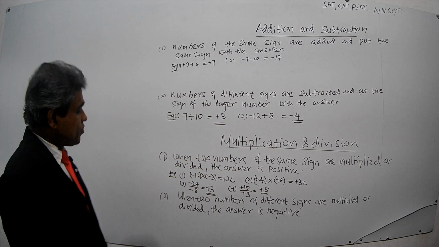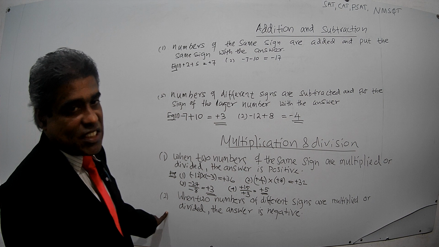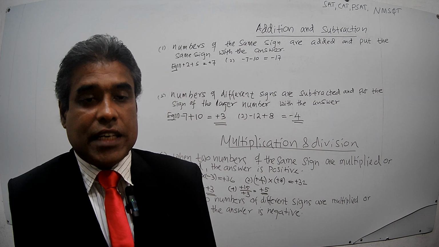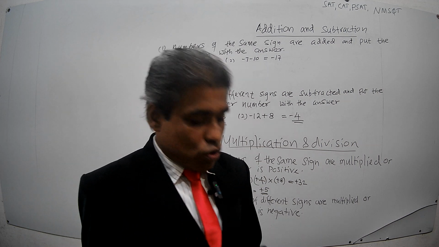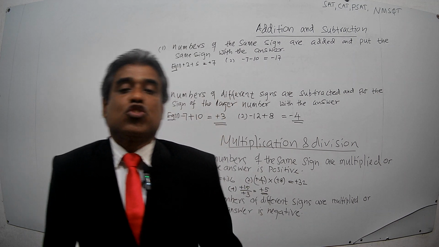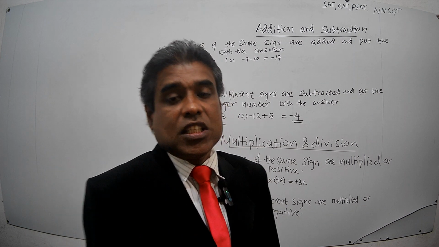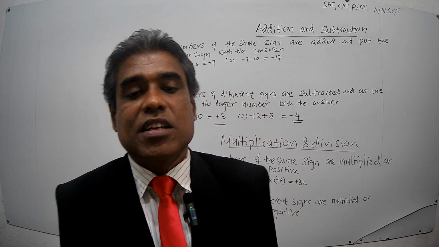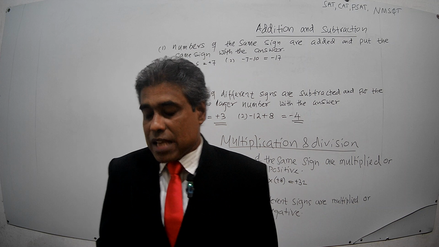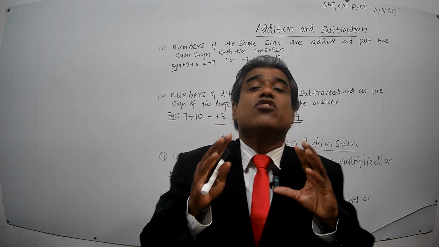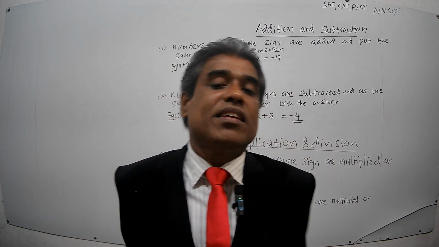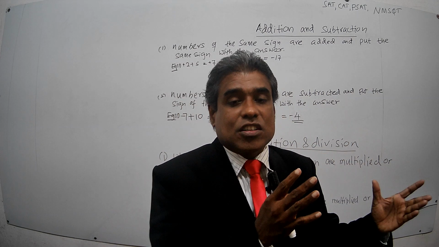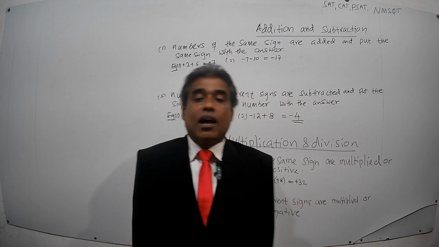Now you go to the other rule, the other case. Still we are in multiplication and division of directed numbers. The other rule which applies is when the two numbers have different signs. How do you determine the sign of the answer when the two numbers have different signs? That means one number is positive and the other number is negative.